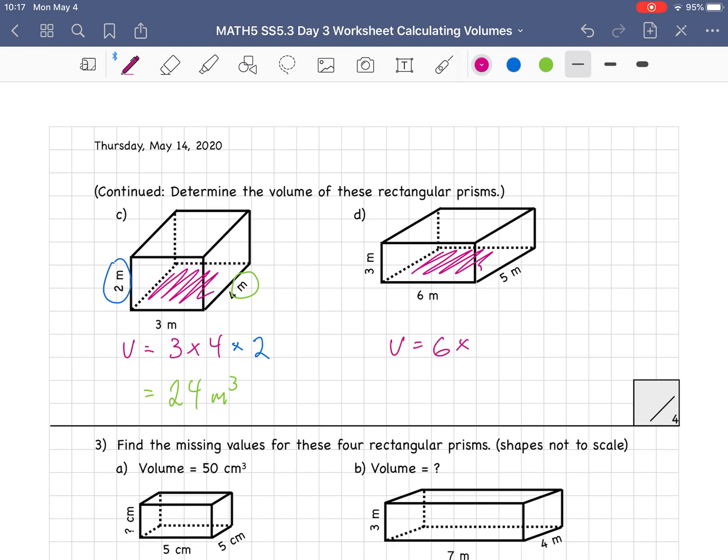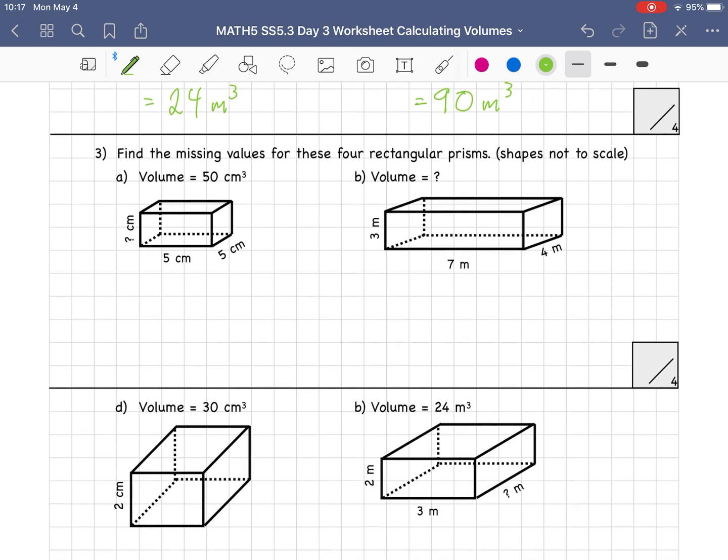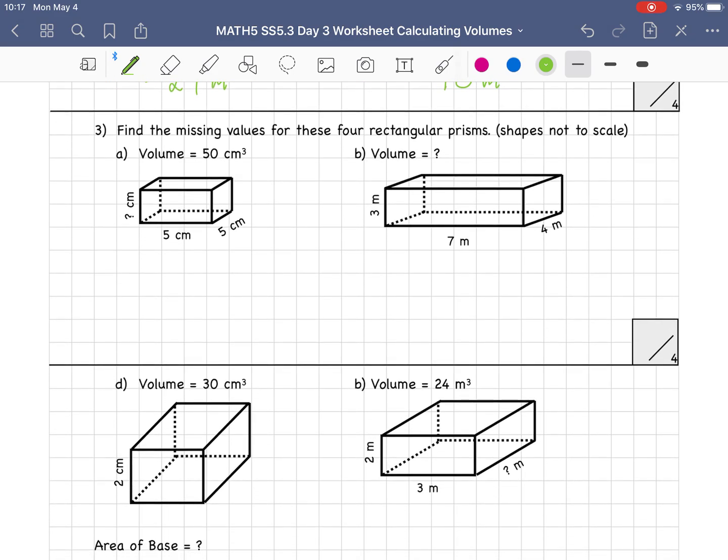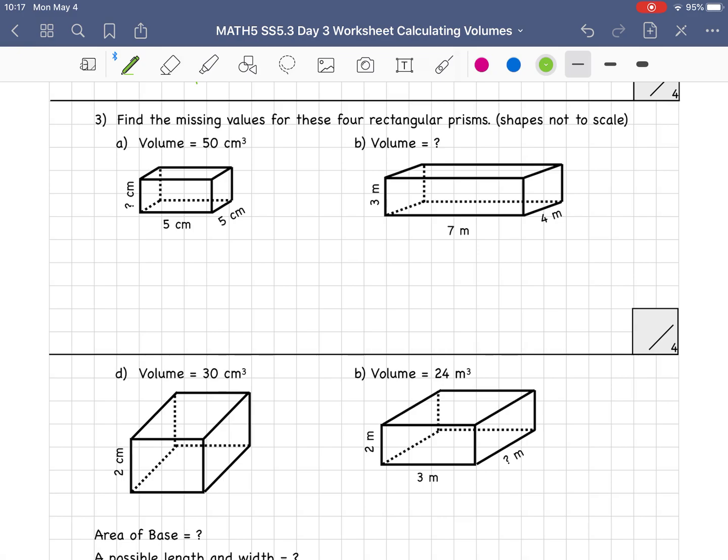Notice the units on this one is meters. This is cubic meters. This one, area of the base, 6 times 5, area of the base, times the height. 6 times 5 is 30. 30 times 3 is 90 meters cubed.